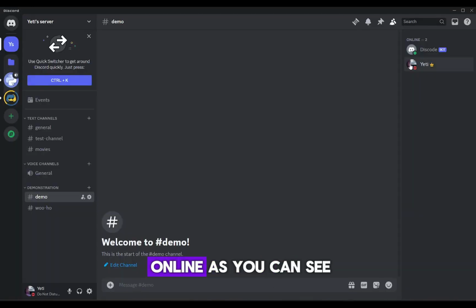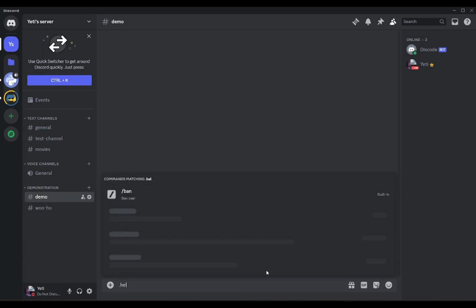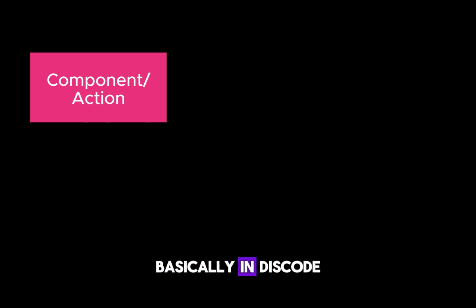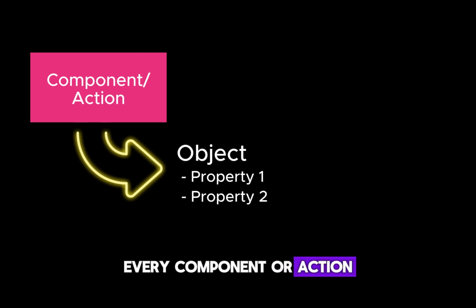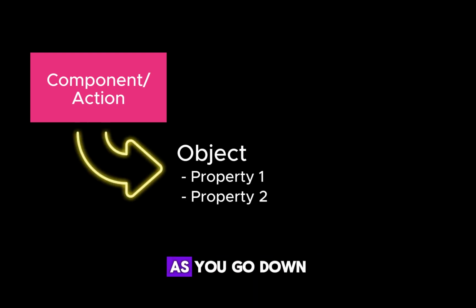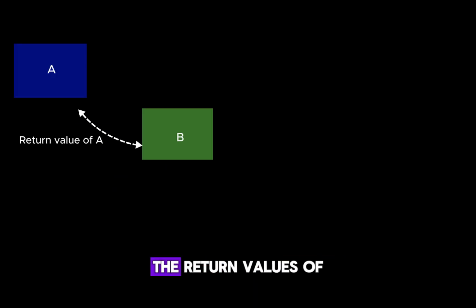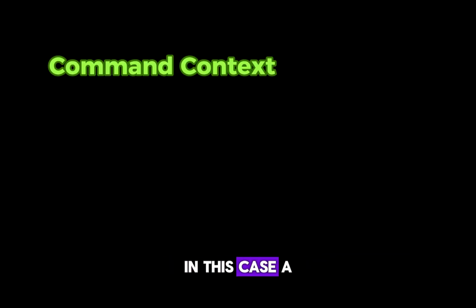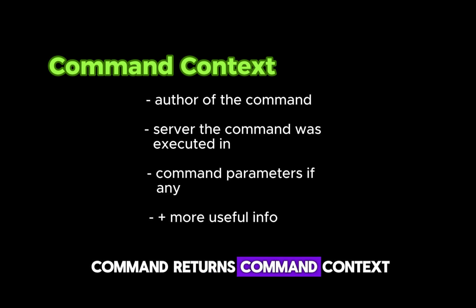I have my bot online, as you can see. The bot says hey user, so that means our command works. What does this command context mean? Basically, in Discode, every component or action returns some object. As you go down the line creating actions, the return values of these actions get passed down the tree. In this case, a command returns command context.